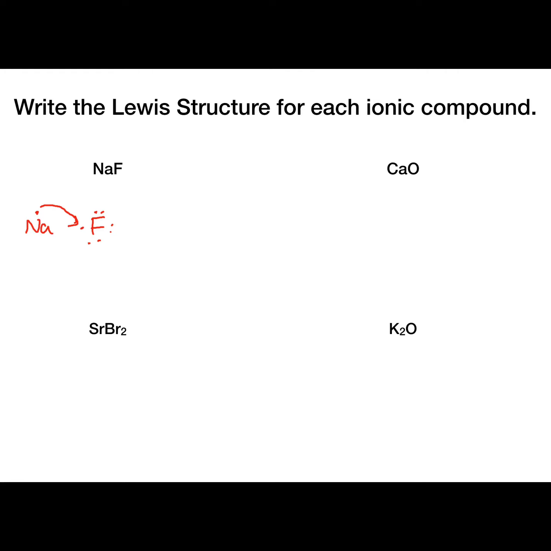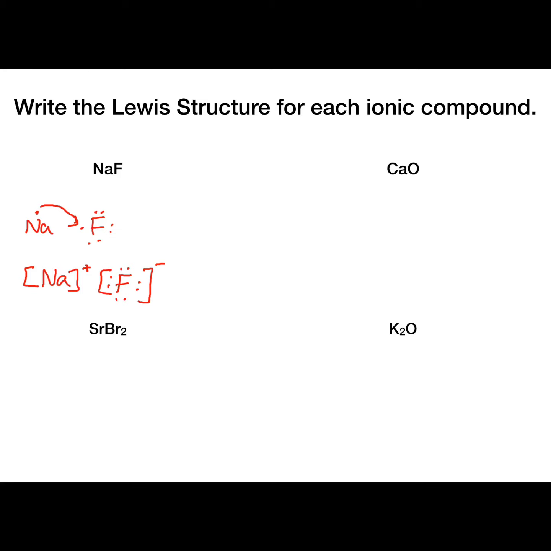like this. Since sodium has lost an electron, it has a +1 charge. And since fluorine gained an electron, it has a -1 charge. So our final Lewis structure would look like this. So bracket around our sodium with a plus charge, and then a bracket around our fluorine with the valence electrons with a minus charge.